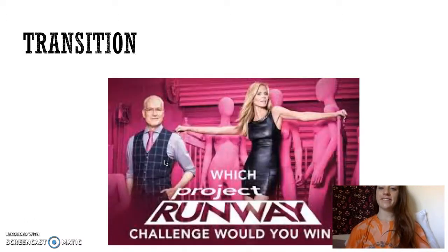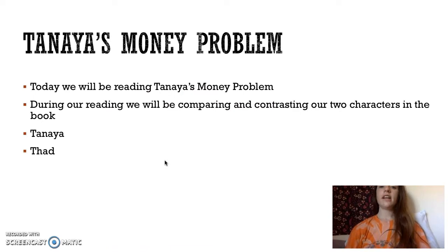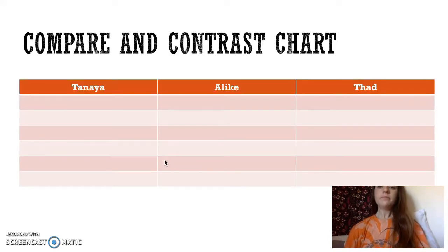Transition. Tanya's Money Problem. Today we will be reading Tanya's Money Problem, and I'll be handing out the book as I walk around. During our reading, we'll compare and contrast our two characters in the book: Tanya, who is the main character, and her brother, Thad. Here is the chart we will be using, and I'll be handing this out with the book to fill out as we read today.